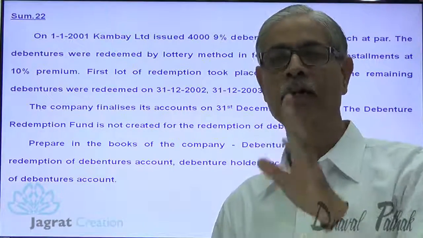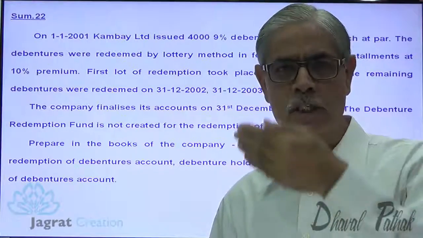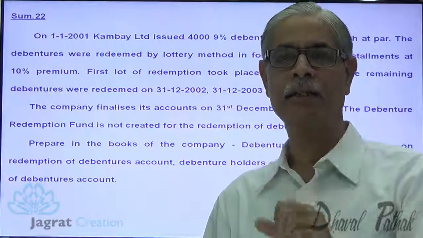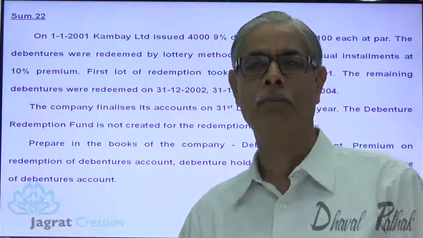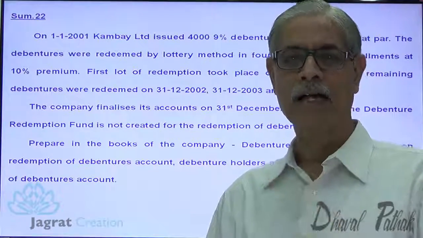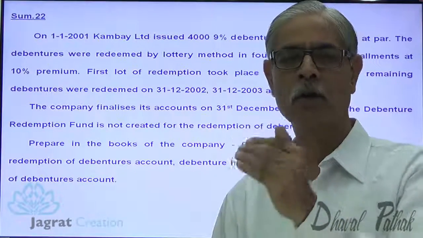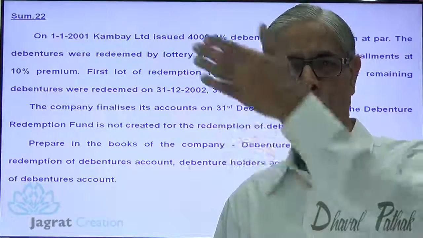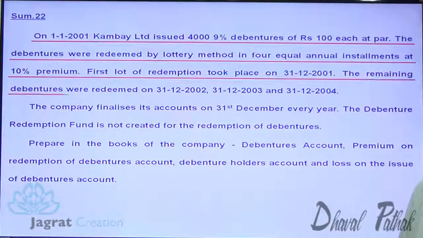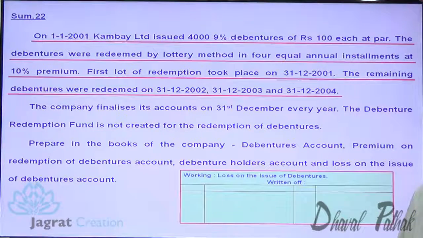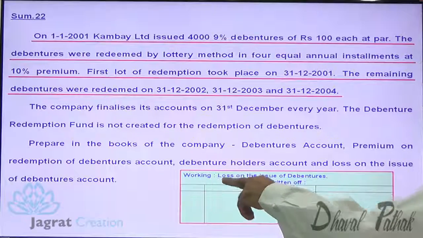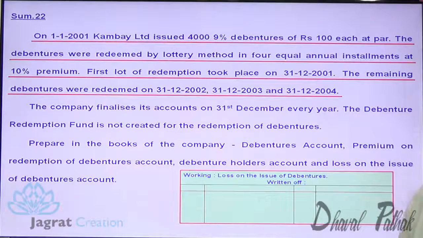So first we are required to find out in which proportion this redemption premium loss gets written off. So let me prepare first of all a working wherein I will decide how the loss on issue of debenture gets written off over a time span of 4 years. So observe on the screen, working note, loss on issue of debentures to be written off.